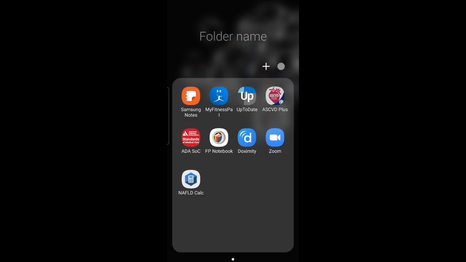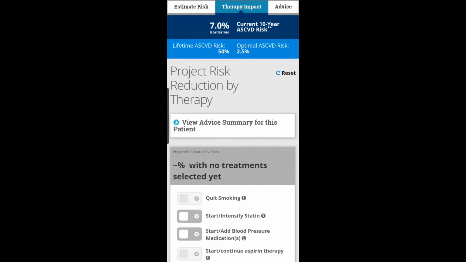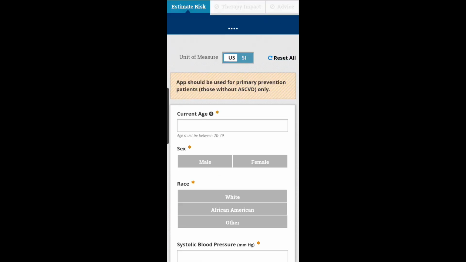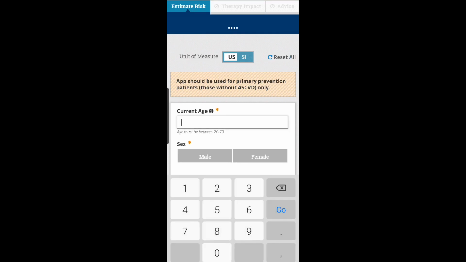And this ASCVD Plus calculator is an app. You can download it for free, and it's very informative. I'm going to just reset this. Okay, so this is the way it looks, and you can plug in all the information here. Mainly what you need to have handy is your blood pressure and your cholesterol level, and you should be able to get everything else.